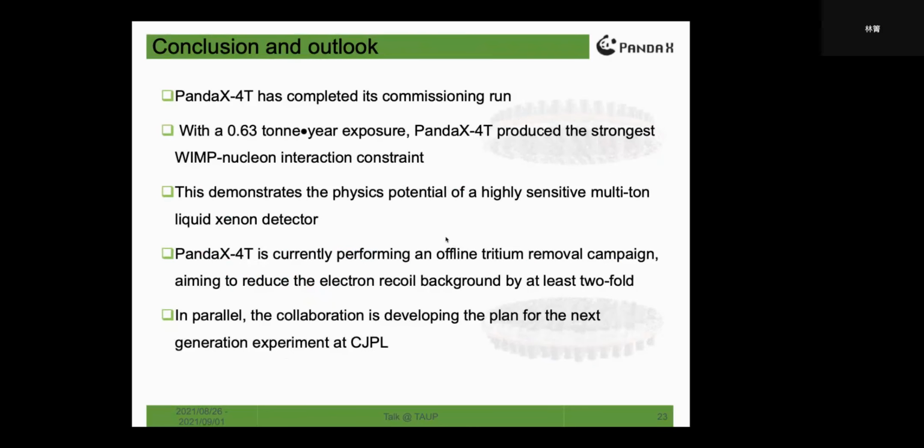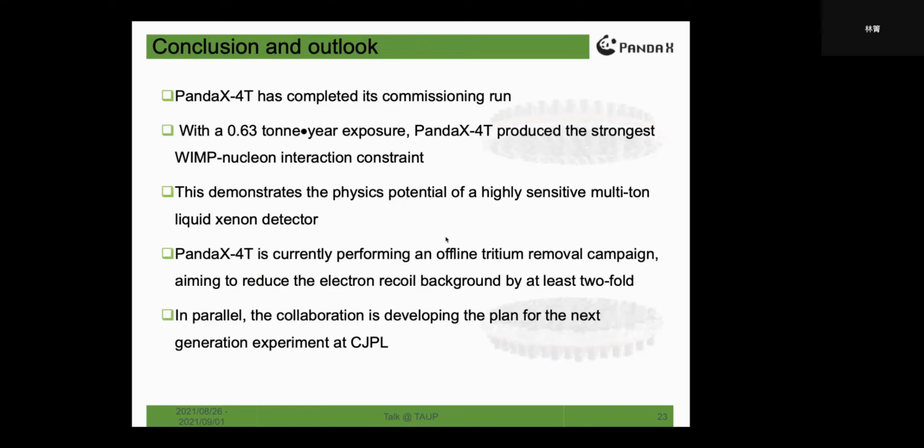Summary: PandaX-4T has successfully completed its commissioning run with a 0.63 ton-year exposure. PandaX-4T has produced the strongest WIMP nucleon interaction constraint. This also demonstrates the physics potential of a highly sensitive multi-ton liquid xenon detector. However, during the commissioning, we also met some problems, especially the tritium methane background. So PandaX-4T is now performing an offline tritium methane removal campaign aiming to reduce this electronic recoil background by at least a factor of 2.